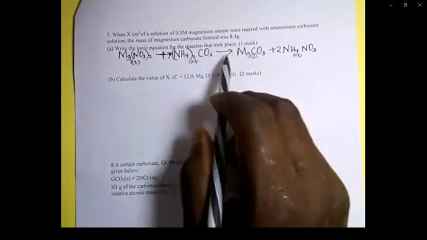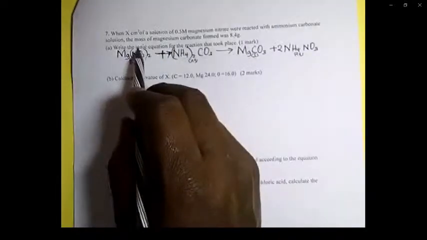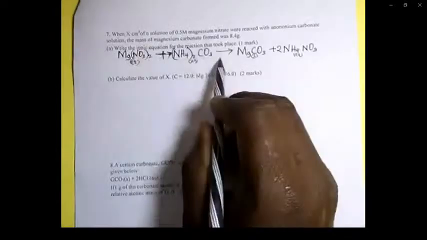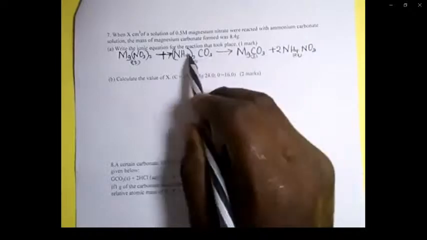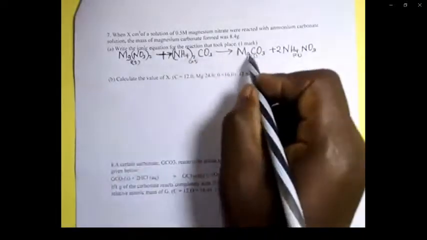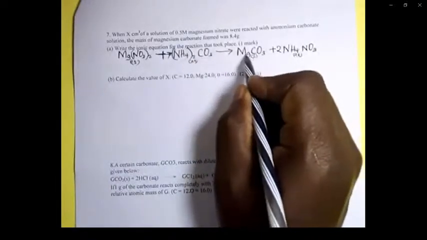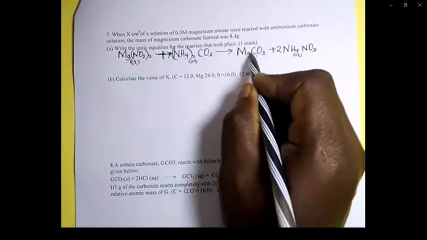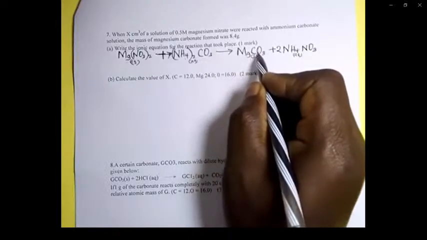Now, this is not what we were asked to write. We were asked to write the ionic equation. We only write an ionic equation for the species that is forming the solid. So the rest will be the spectator ions. So we just write the cations and the anions forming the carbonate. The magnesium carbonate is magnesium and the carbonate ions.